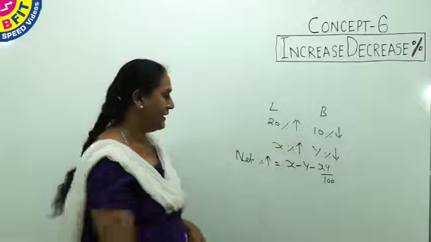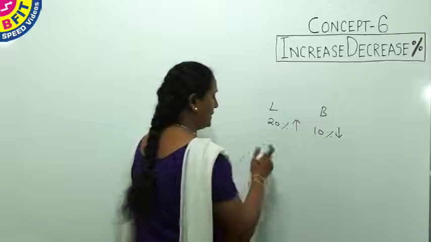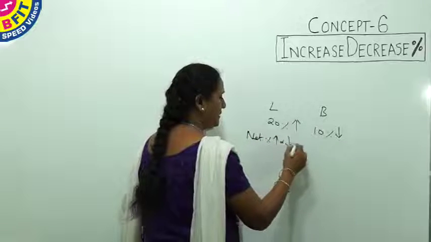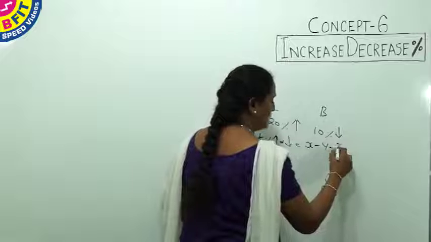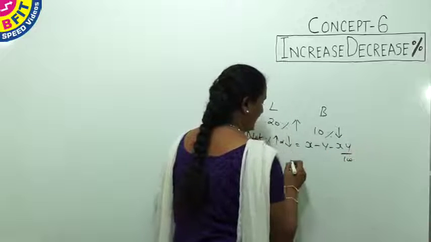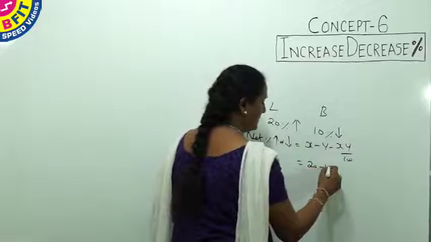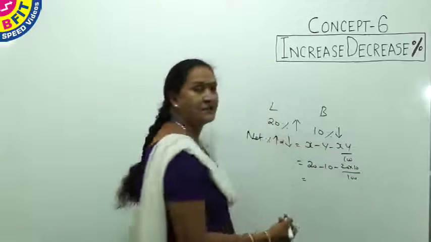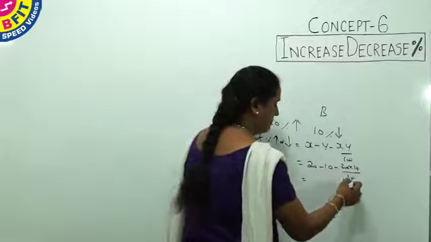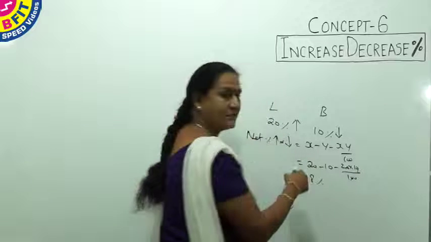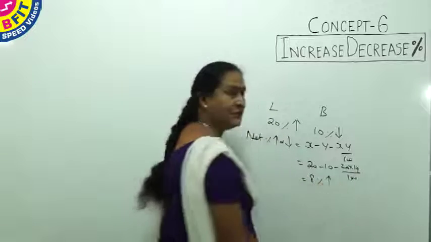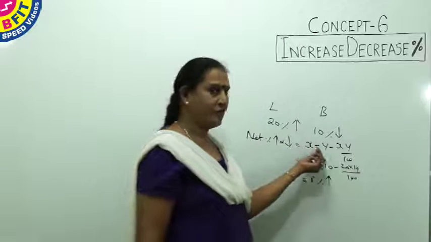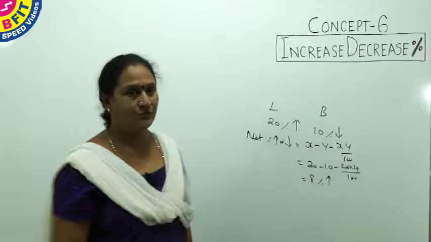So for 20 and 10, the net percentage increase or decrease for two values is X minus Y minus XY by 100, which is equal to 20 minus 10 minus 20 into 10 by 100. So 20 minus 10 is 10, and here this is 2, so 8%. As this is positive, area is increased by 8%. So whenever there is one increase and one decrease, we can take the negative factor for the decreased value.